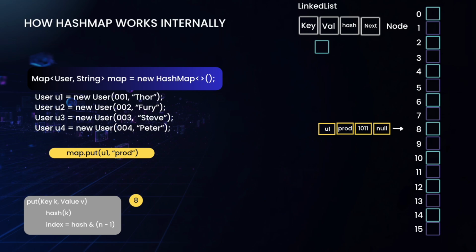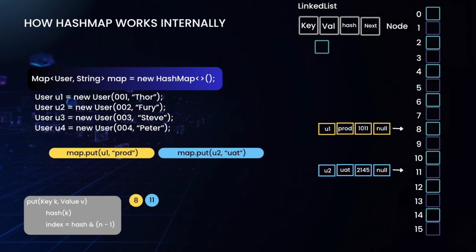All right, now I'm going to add one more piece of data to the map. Let's say map.put(u2, "UAT"). So u2 is our key and UAT is our value. Let's say the same logic happens and a new index is generated, which is 11. The same way the data got stored at index 8, the data is going to be stored at index 11.